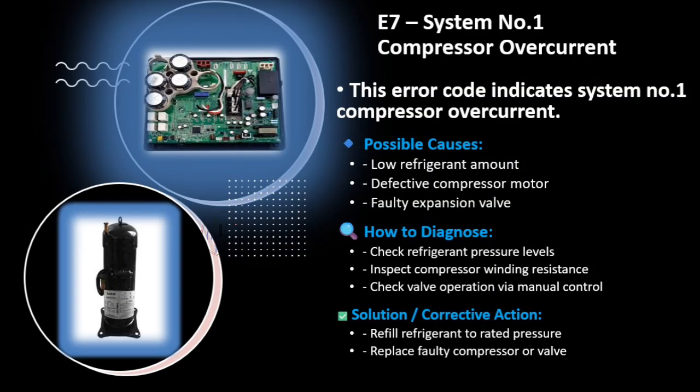Error code E7 indicates system number 1 compressor overcurrent. This fault may occur due to low refrigerant charge, a defective compressor motor, or a faulty expansion valve. Diagnosis includes checking refrigerant pressure levels, inspecting compressor winding resistance, and verifying valve operation using manual control. Corrective action includes refilling refrigerant to the rated pressure and replacing the faulty compressor or valve.